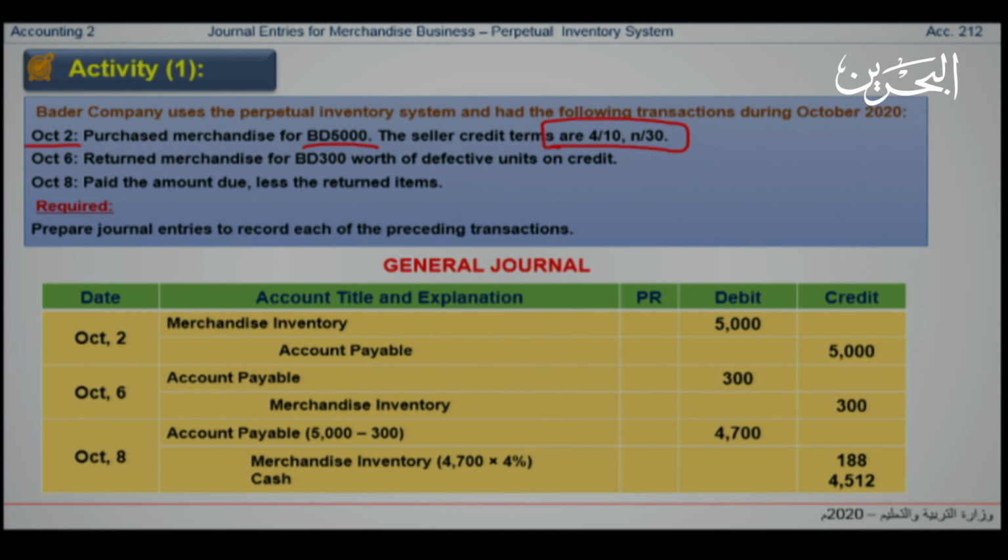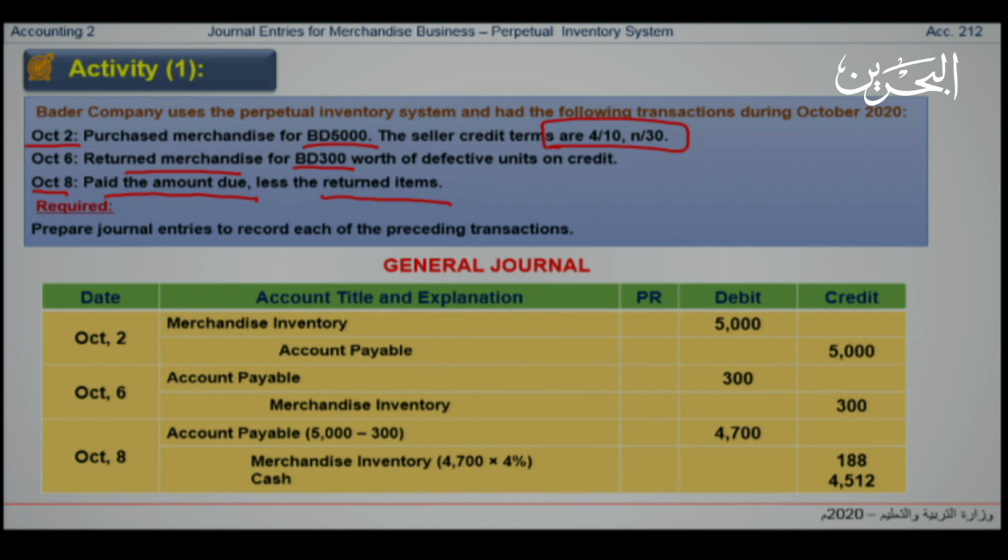On the 6th of October, there is a return of merchandise worth 300 of defective units on credit. On the 8th of October, paid the amount due less the returned item. How can we write our transaction?